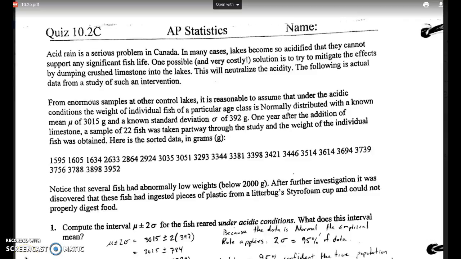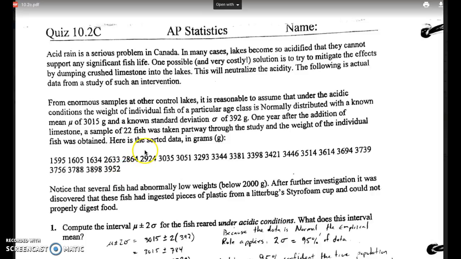Okay, we're looking at the 10.2C practice quiz today. The situation in this quiz says that acid rain is a serious problem in Canada. In many cases, lakes become so acidified that they cannot support any significant fish life. One possible and very costly solution is to try to mitigate the effects by dumping crushed limestone into the lakes. This will neutralize the acidity. The following is actual data from a study of such an intervention.